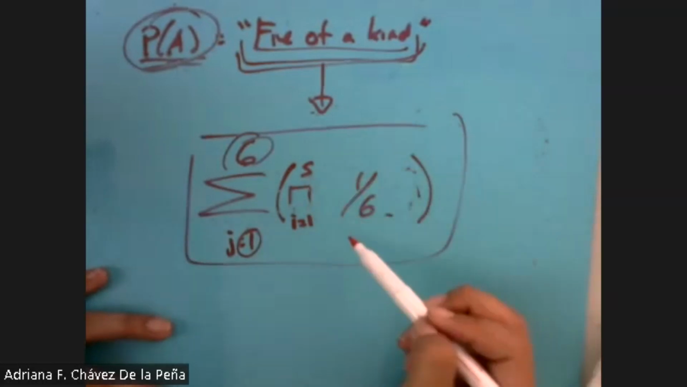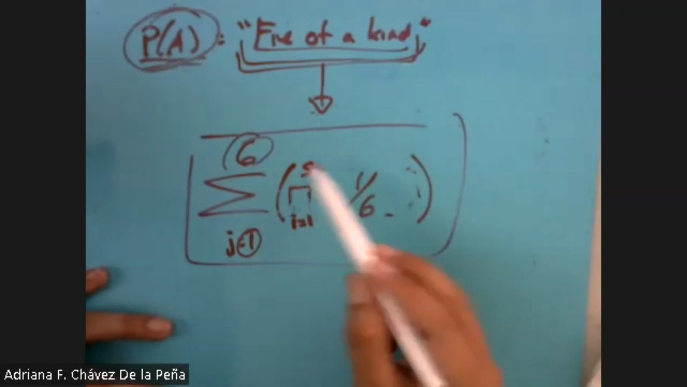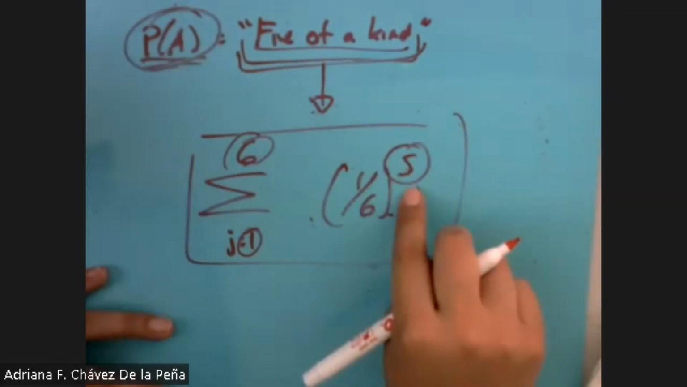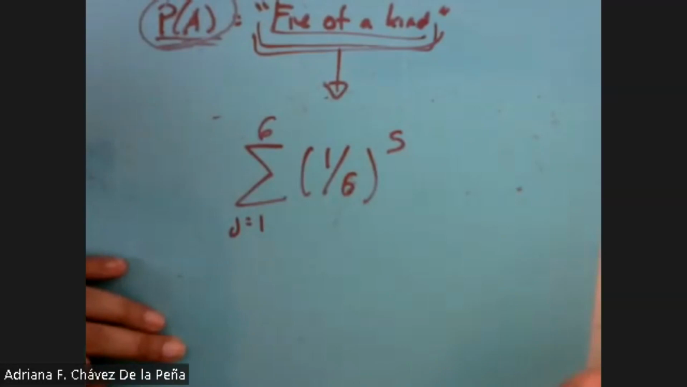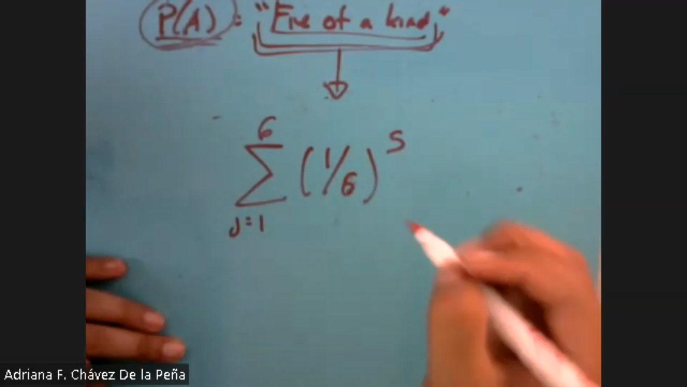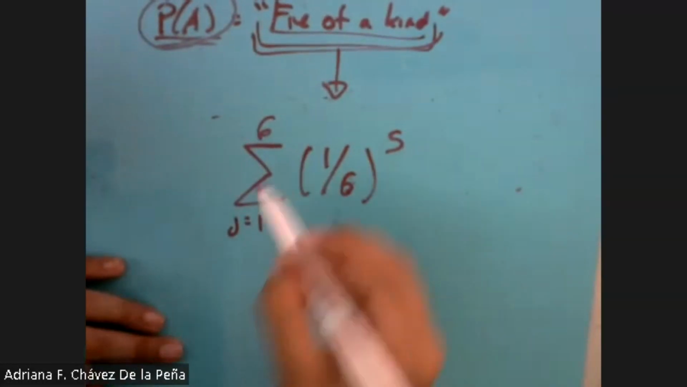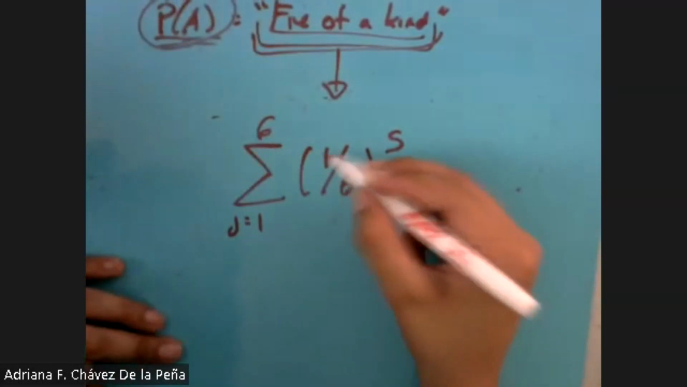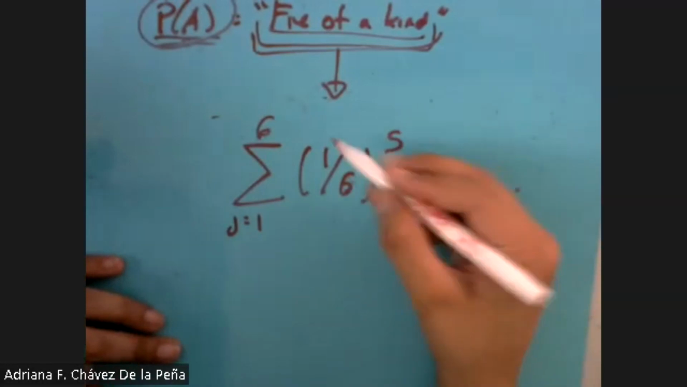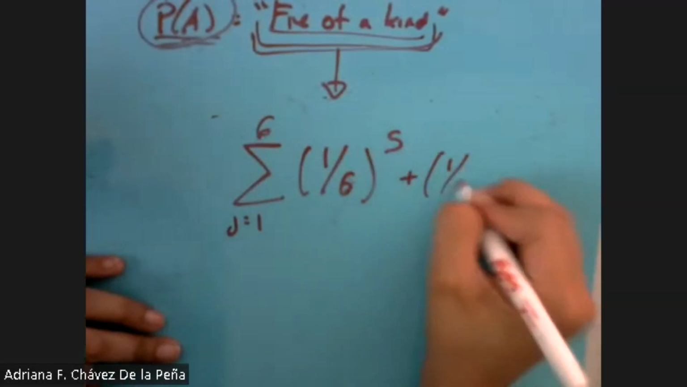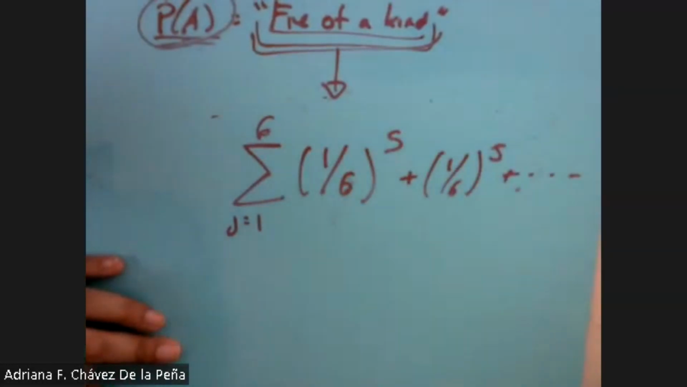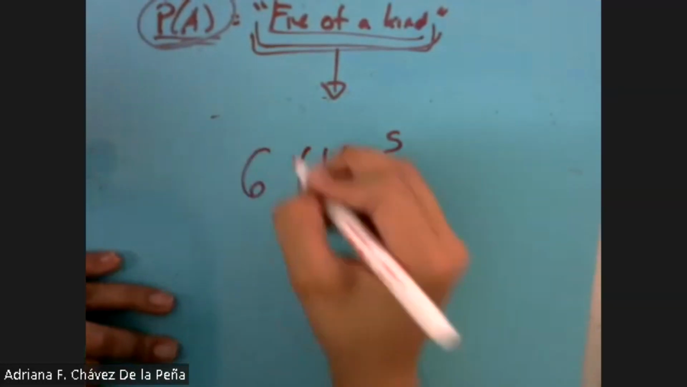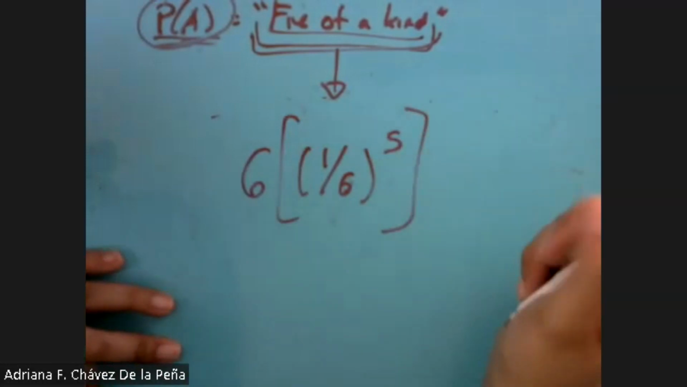So now I have to multiply 1/6 5 times, right? That's what this product sign means. So this is equivalent to just placing here 1/6 to the 5th. All right, so let me rewrite that to make it look prettier. So we can now continue with the summation that we have here. We know that what this means is that we will be summing 1/6 to the 5th plus 1/6 to the 5th plus so forth, 6 times. So we can simplify this as simply 6 times 1/6 to the 5th.